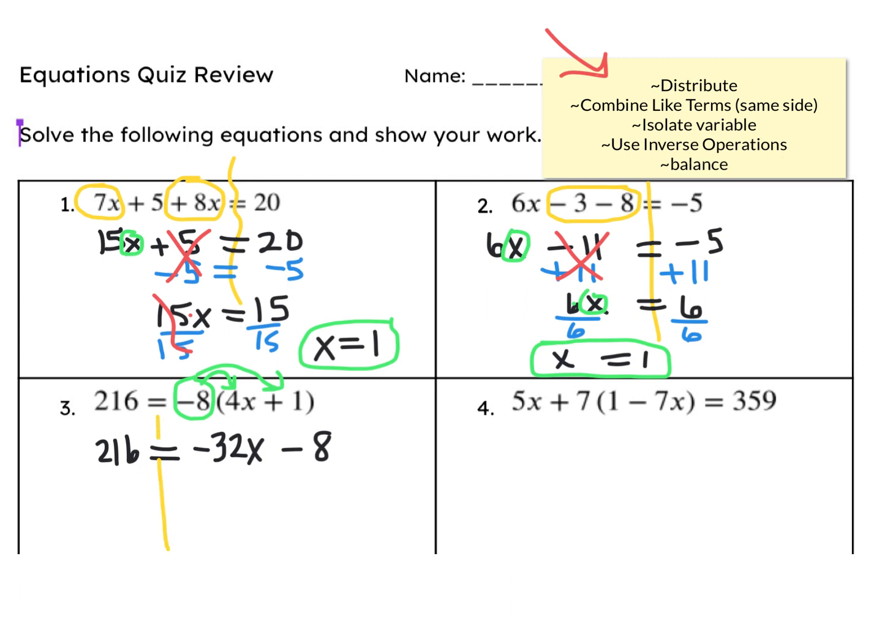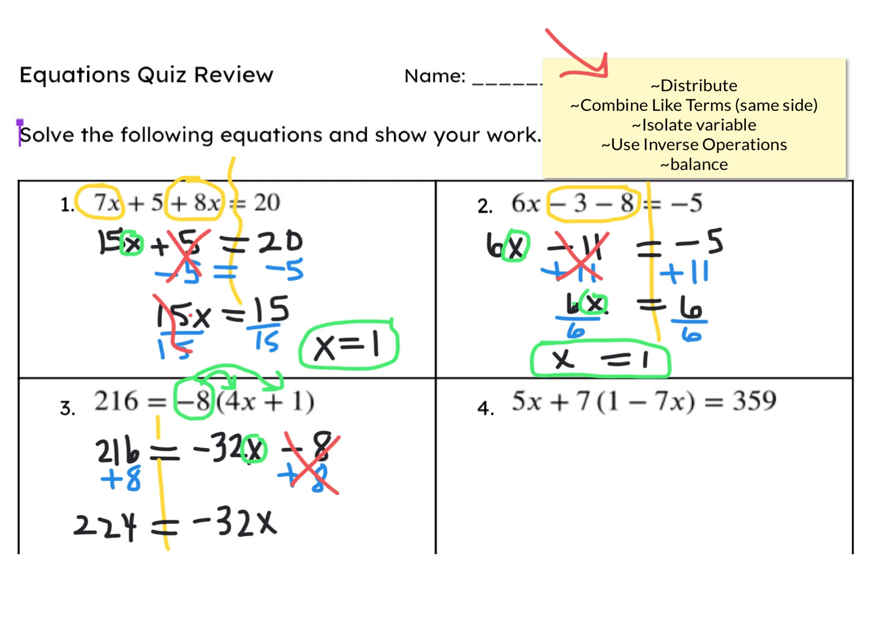All right, now we are ready to isolate the variable. Here's our variable. It's -32 times x minus 8. So our next step would be to clear out the minus 8 by adding 8, keeping the balance on both sides. On the right side, a minus 8 and a plus 8 becomes 0, so that can be eliminated. 216 plus 8 is 224. And on the right side, we have negative 32x.